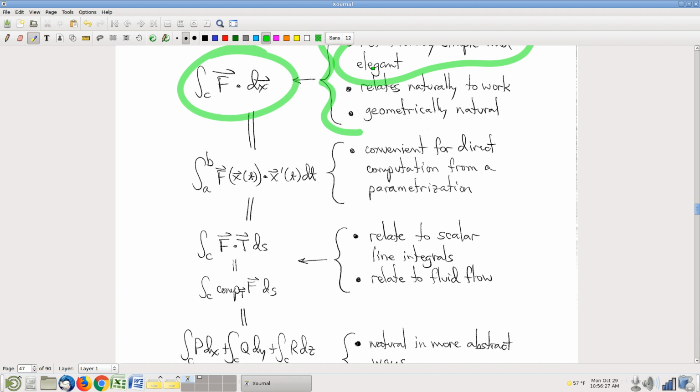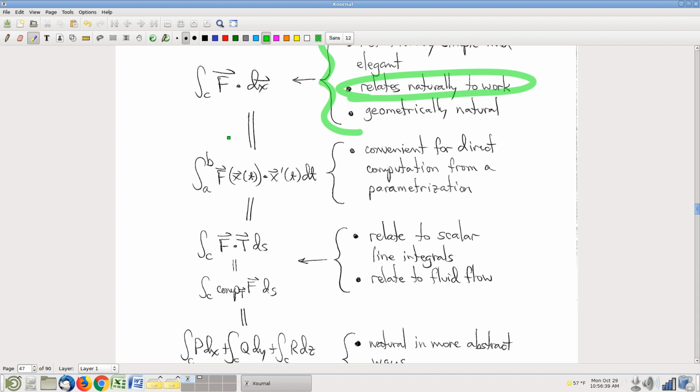That's convenient, right? It's quick and easy to write. It relates very naturally to work, to one of the big physical applications that we do with this construction. How do you compute work? Well, work is force dot displacement. So it's just right in terms of how it's written down. It looks just like the application we're using it for. That's wonderful.